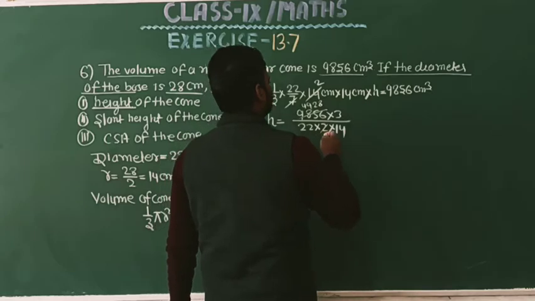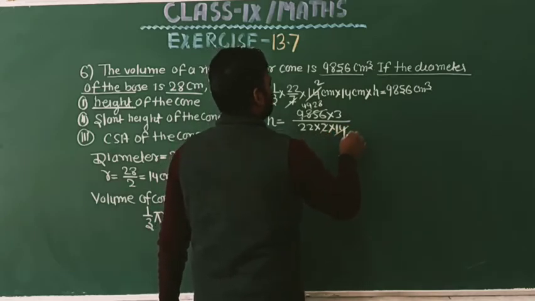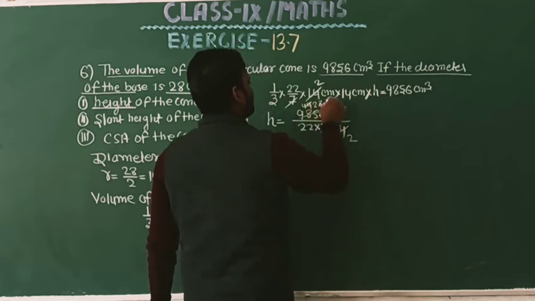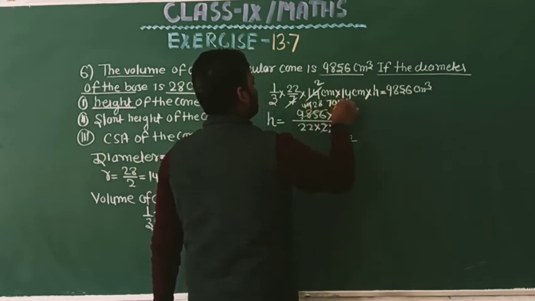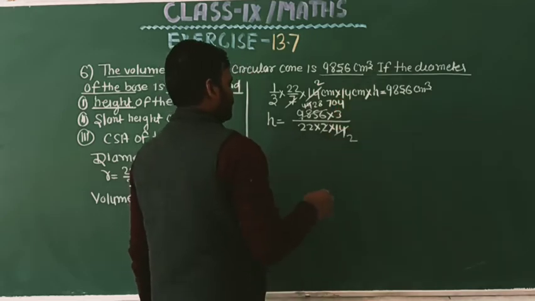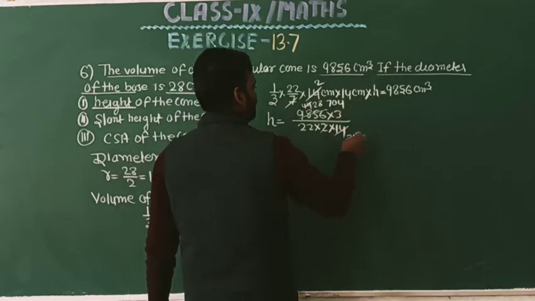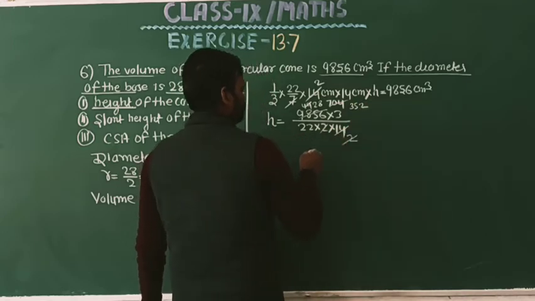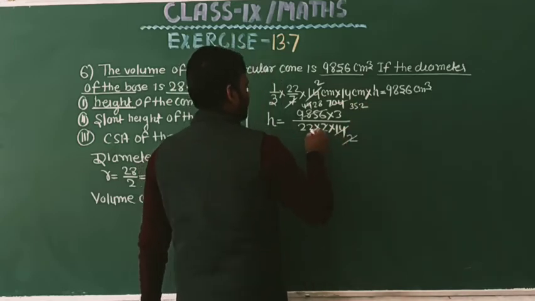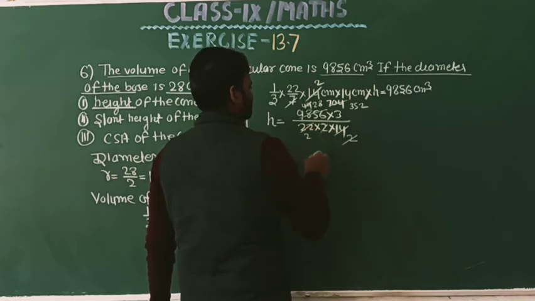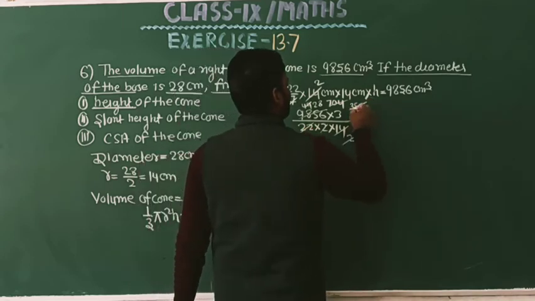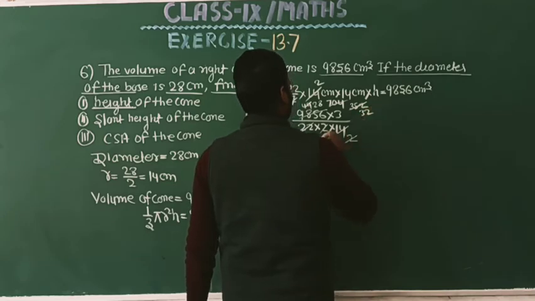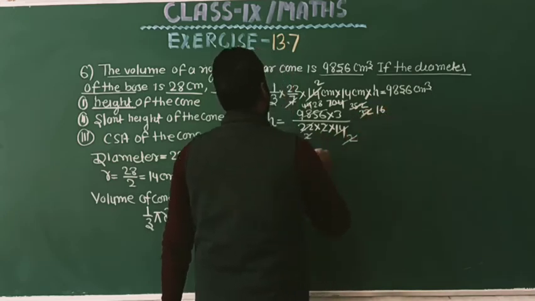And again this is 7, 7 2s are 14, and 7 7s are 49, and 7 4s are 28. And again this is divided by, 2 3s are 6, 2 5s are 10, 2 2s are 4. And again this is 11 2s are 22, and 11 3s are 32, equal to 16.